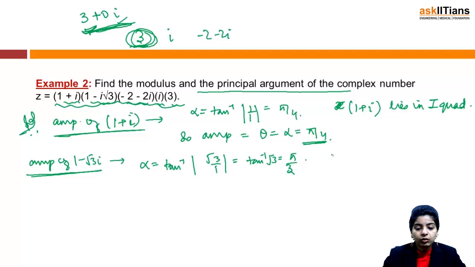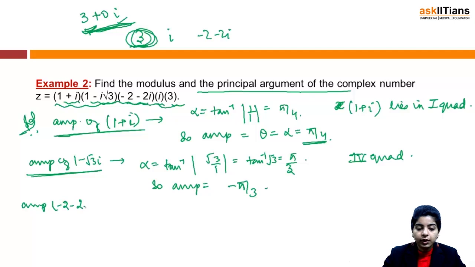Now next, again we have to check in which quadrant the complex number lies. Here a is positive but b is negative, so it lies in the fourth quadrant. So the amplitude of 1 minus root 3i would be equal to minus pi by 3. Next, amplitude of minus 2 minus 2i.